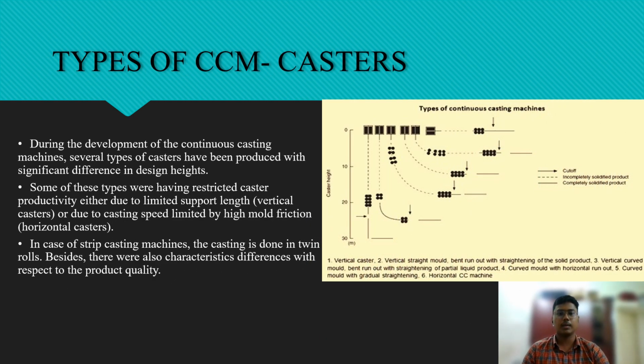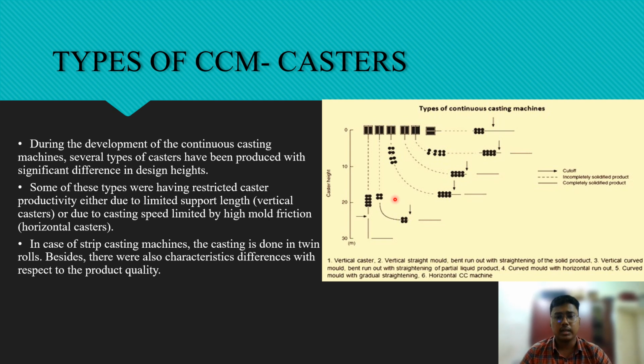Here, we are going to see the different types of casters in the continuous casting machine. During the development of the continuous casting machine, several types of casters have been produced with significant differences in design heights. This picture represents the different types of casters. The dotted lines represent the incompletely solidified part and the straight line represents the completely solidified part. First one, the vertical caster. Here, both the incompletely solidified part and the completely solidified part lie in the vertical direction.